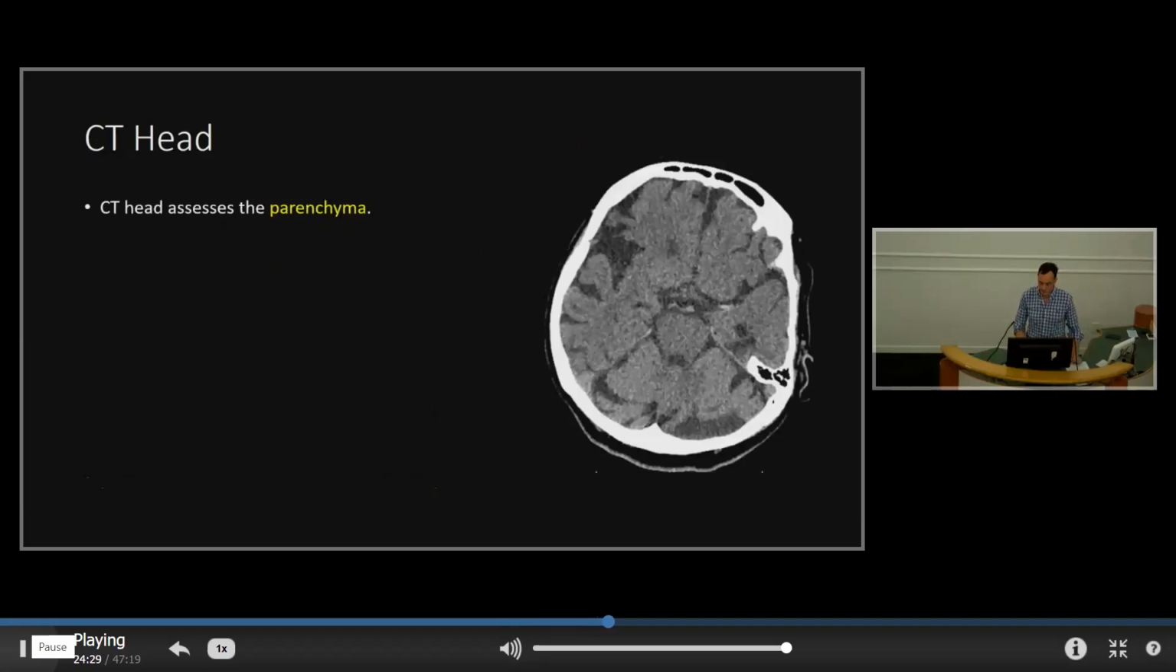CT head assesses the parenchyma. That excludes hemorrhage, which is critical, and some of the mimics. For example, a brain tumor will generally show up on a CT head. Demyelination might show up. Some of them won't show up, though. It detects hypodensity as well. Hypodensity, if something's already dark, getting dark, then in a stroke setting, that usually indicates established infarction.